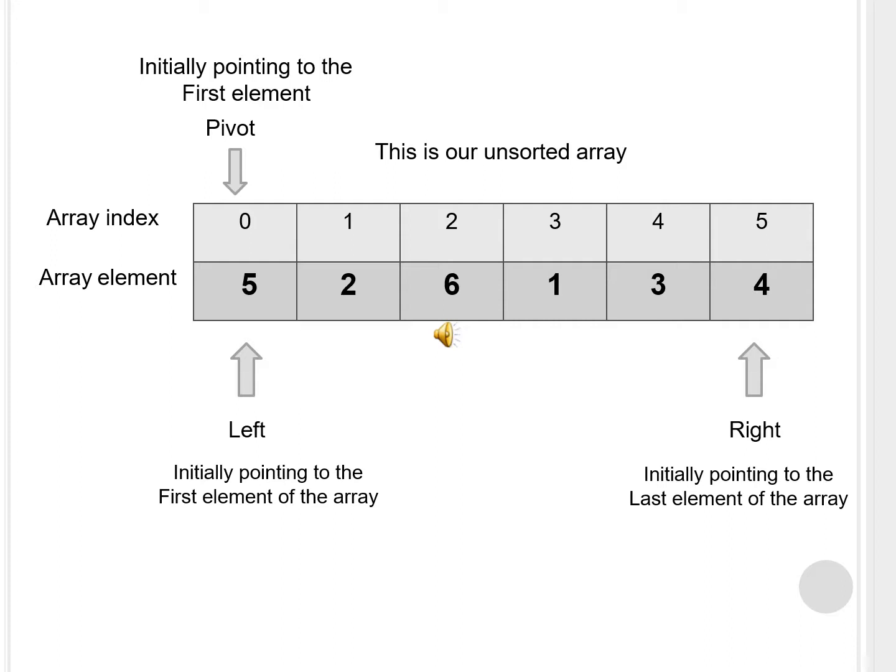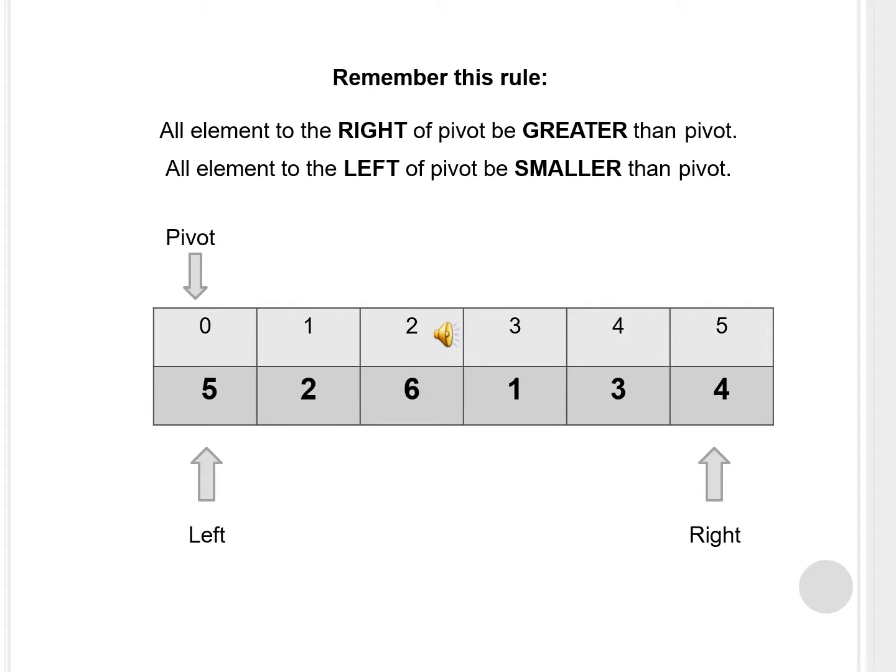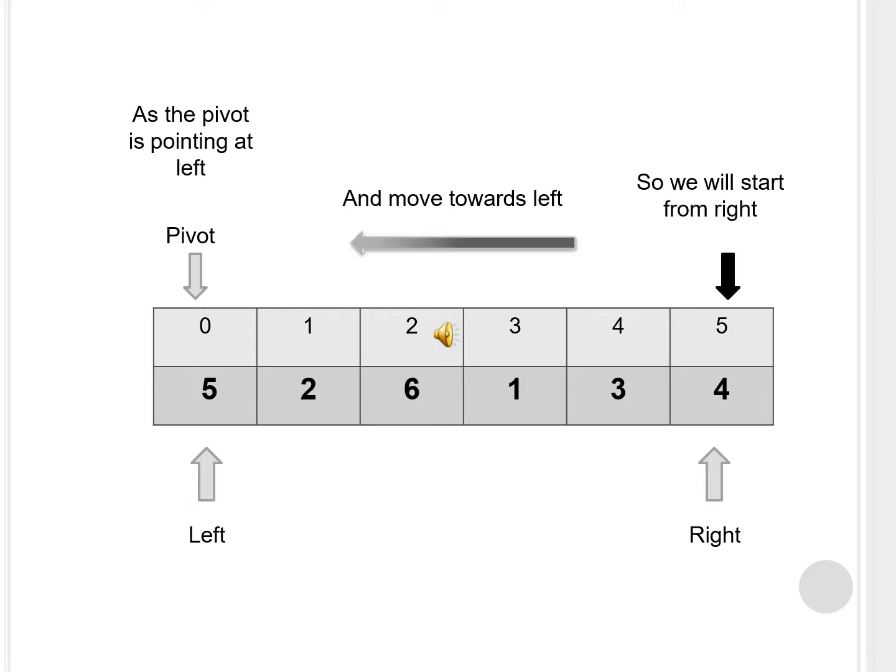We have to divide our array in such a manner that the left half of the pivot should contain the elements smaller than it and the right half of the array should contain the elements which are greater than the pivot element. Rules to be remembered are: all elements to the right of the pivot must be greater than the pivot element and all elements to the left of the pivot must be smaller than the pivot element. Let's start solving the above example.